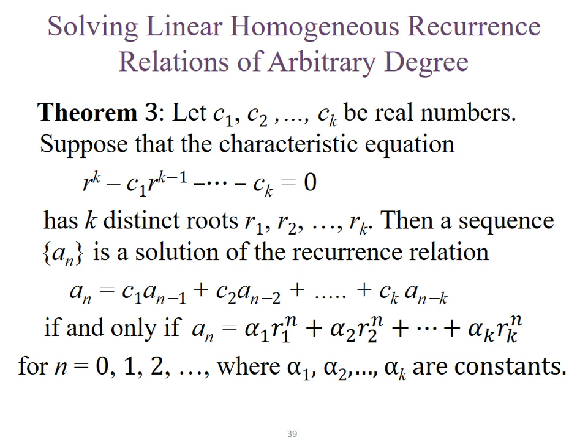And then if we assume we have k distinct roots r1, r2 to rk, then we can write our closed-form solution as a_n equals alpha 1 times r1 to the power of n, plus alpha 2 times r2 to the power of n, and so on, plus alpha k times rk to the power of n. So compared to our previous example, once we have two terms, we have r1 and r2. But if we have k distinct roots, we just add more terms in our solution. Okay, so that will be easy.